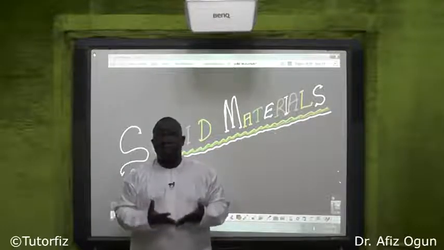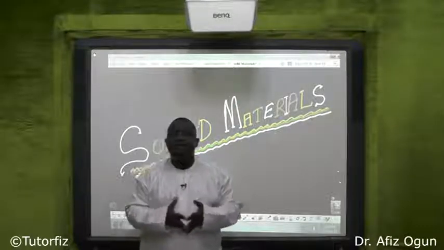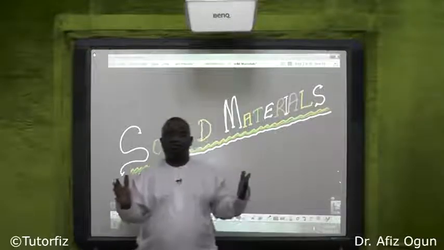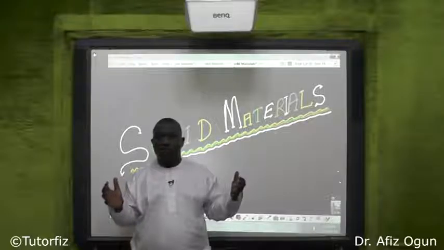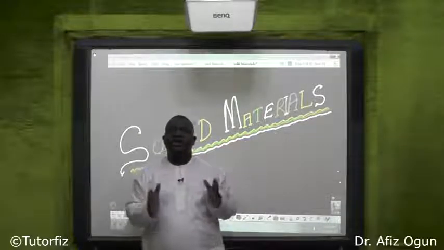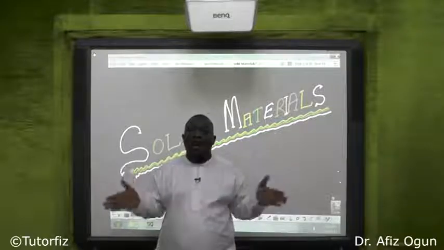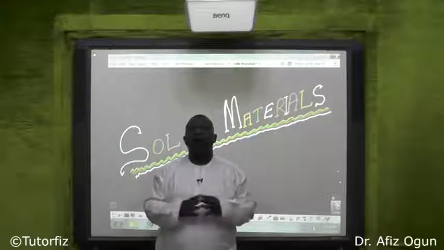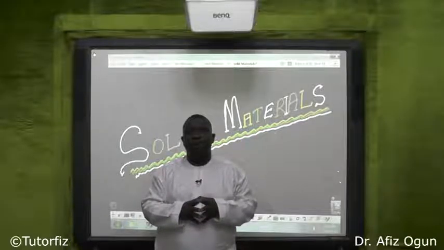This solid material being deformed, is it being deformed and returning back to its original shape when you remove the force? Or, when you remove the force, does it remain where it is now without going back to its original shape? These are the two types of deformation we have.